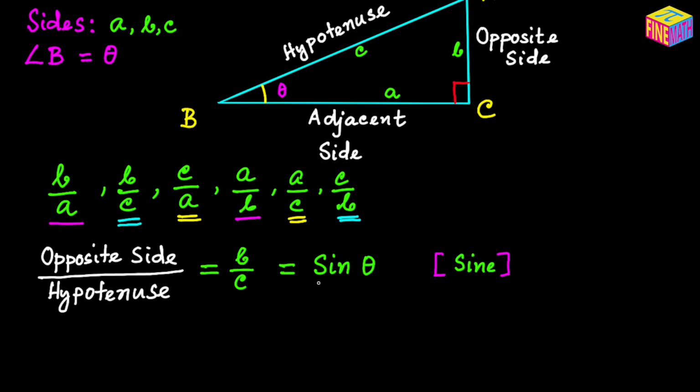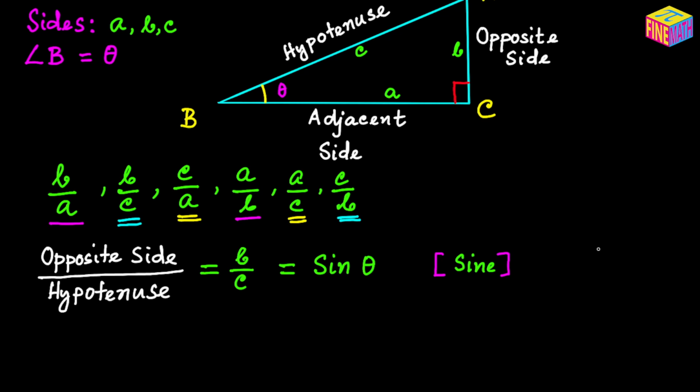So you can read it as sine theta. That means it's the sine of theta. Now sine of theta is nothing but the ratio of the opposite side of the theta angle and the hypotenuse of the right triangle, right? So this is the first of the ratios that we're going to learn. It is called the sine theta.